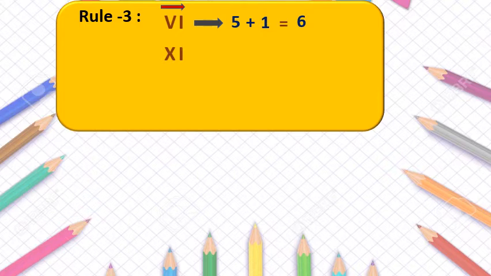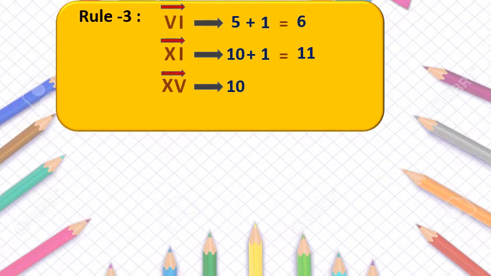One more we will take. X is 10 and we are writing I to the right of that one. So we are going to add 1 to 10. So the answer is 11. One more we will take X and right side I am writing here V. So we are going to add 5 to 10. So that the answer is 15.